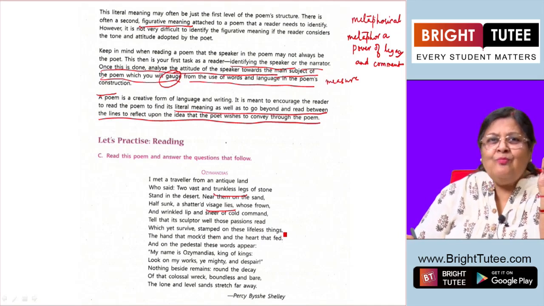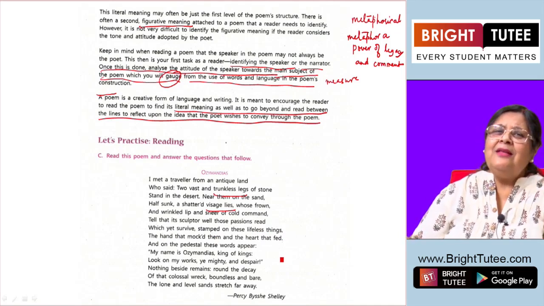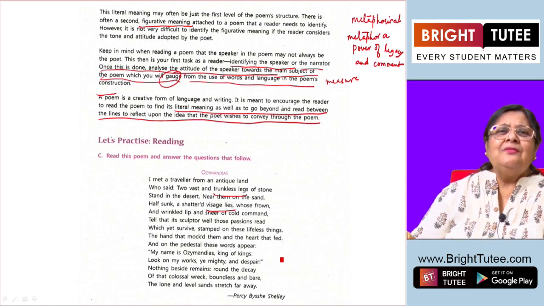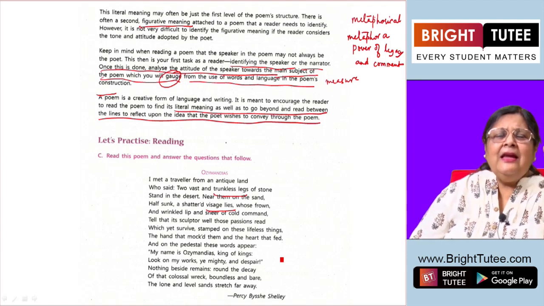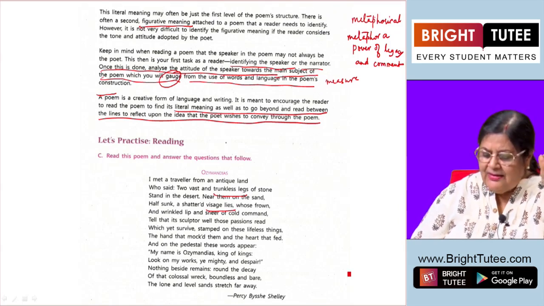The hand that mocked them. What has happened now? What did the king gain? He gained nothing, no fame. He was actually known as a cruel king. Nobody liked him. Nobody cared for him after his death.